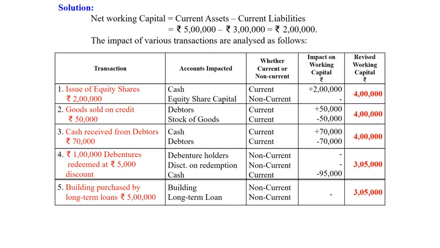Next one, buildings purchased by long-term loans 5 lakhs. Buildings purchased by long-term loans, not cash. So observe, buildings are non-current assets in nature. Long-term loans are non-current liabilities in nature. Therefore, if the transaction is between a non-current asset and a non-current liability, it will not affect the working capital.